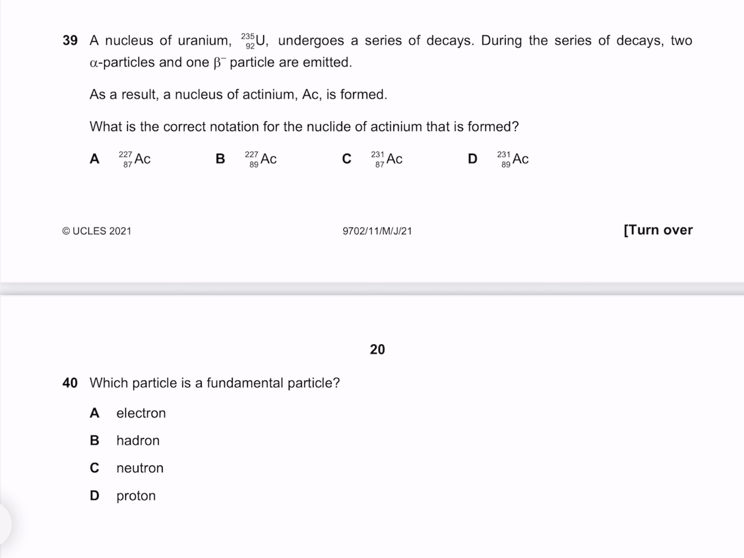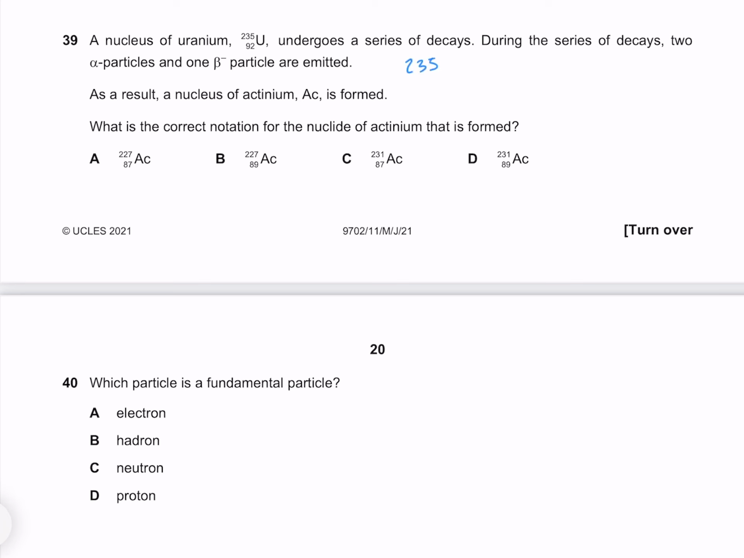A nucleus of uranium-235 undergoes a series of decays. During the series of decays, 2 alpha particles and 1 beta particle are emitted. As a result, a nucleus of actinium Ac is formed. What is the correct notation for the nuclide of actinium that is formed?